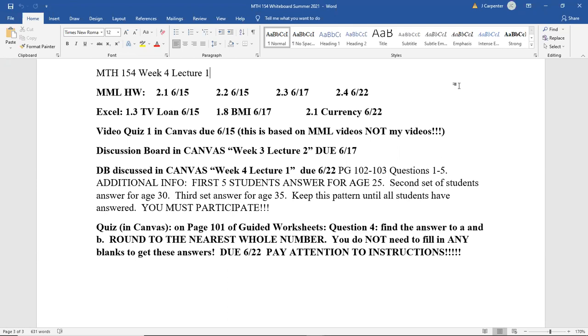Per usual, we have our whiteboard, what I like to call the whiteboard, even though it's a Word file, with all of our assignments upcoming. Some due today, some due soon, some due a little later. So my math lab homework 2.1, 2.2, 2.3 have all been finished previously, so no surprise on those due dates.